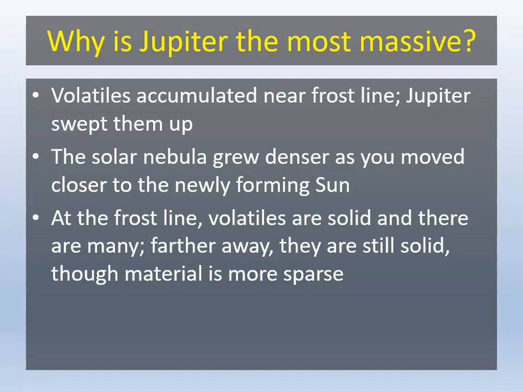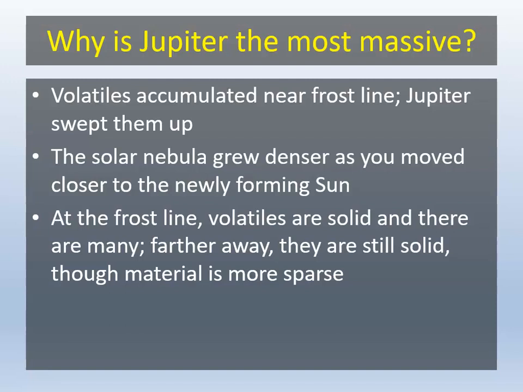So after you got that big solid core, it just kept accumulating more and more mass because here the water is solid, so it participates in the accretion as well. And remember, the closer you are to the sun, the denser the region is. So if you're trying to form the biggest, most massive planets you possibly can, you want to be as close to the sun as possible, but just outside of the frost line. Close enough where it's dense, but far enough away that the stuff is solid. So that's why Jupiter formed there.